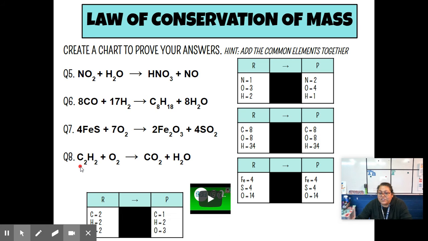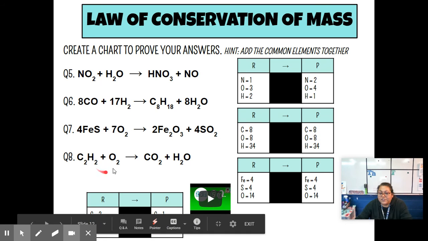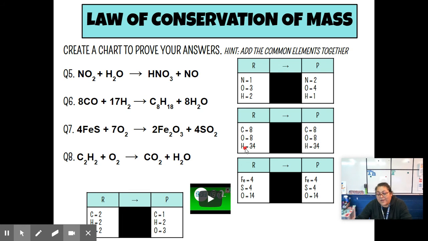And then our last one, I see 2 carbon, 2 hydrogen, 2 oxygen. And then on my product side, 1 carbon, 3 oxygen, and 2 hydrogen. So that's not balanced.